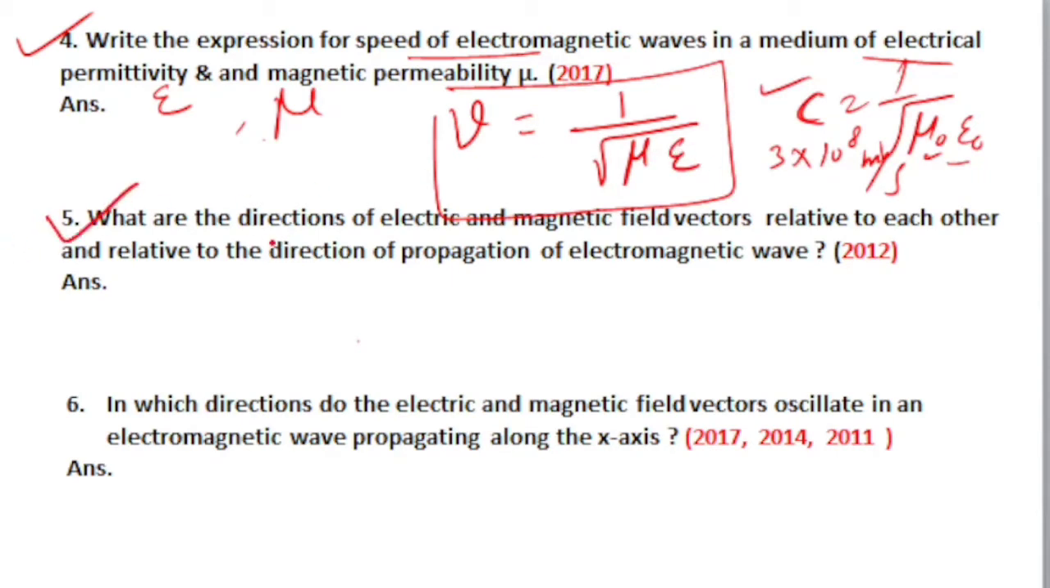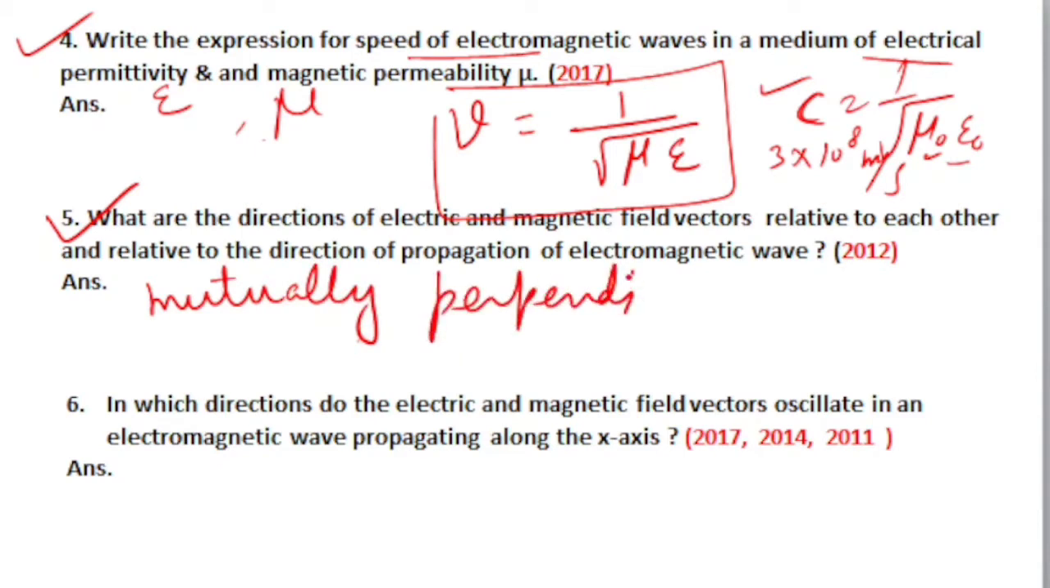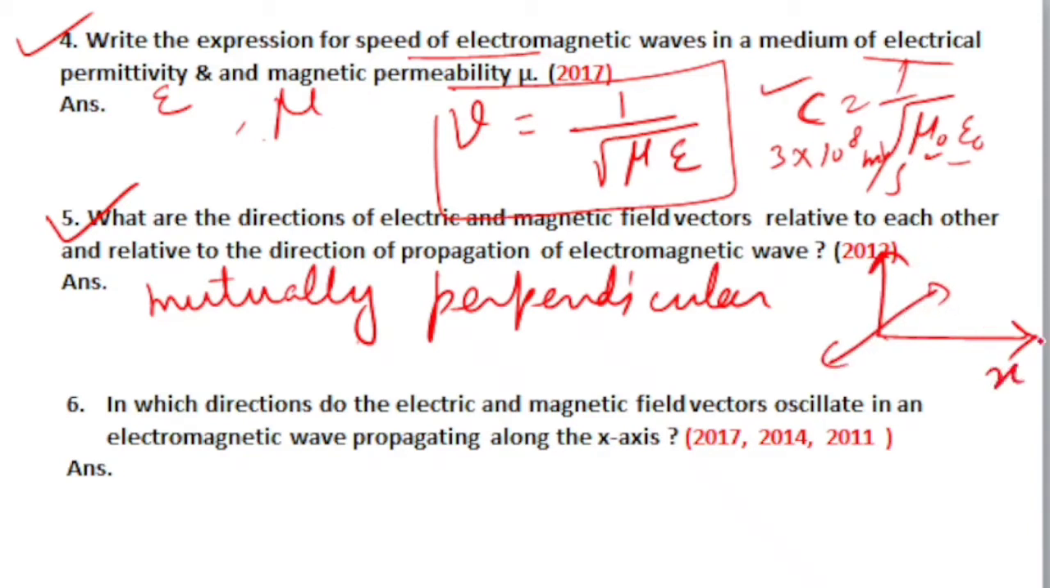Now next, question number 5. What are the directions of electric and magnetic field vectors relative to each other? We already discussed this: electric and magnetic field vectors are mutually perpendicular to each other, and also relative to the direction of propagation of the electromagnetic wave. Suppose the electromagnetic wave is in this direction, electric field is in this direction, and magnetic field is in this direction. This is X, Y and Z. So electric and magnetic fields are perpendicular to each other and both are perpendicular to the direction of propagation of the electromagnetic wave. So this is the answer.